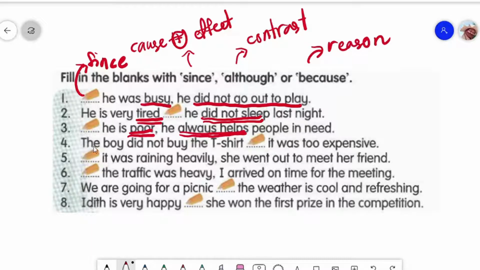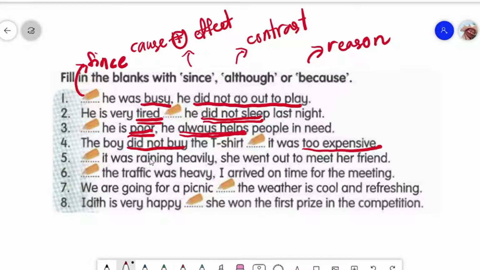Okay, number four. The boy did not buy the t-shirt. It was too expensive. The boy did not. Tidak beli. Kenapa? It was too expensive. Terlalu mahal. Okay, adakah mereka bercanggah? Tidak beli, terlalu mahal. Okay, tidak bercanggah. Biasanya memanglah kalau terlalu mahal, memang kita tak belilah kan? So, antara since dengan because. The boy did not buy the t-shirt since it was too expensive. Or the boy did not buy the t-shirt because it was too expensive. Both answers can be used.